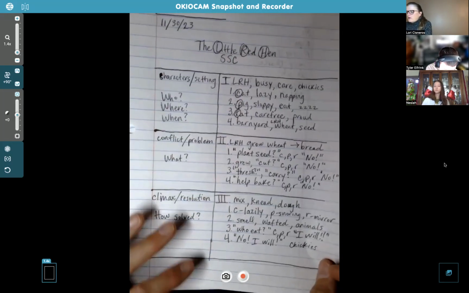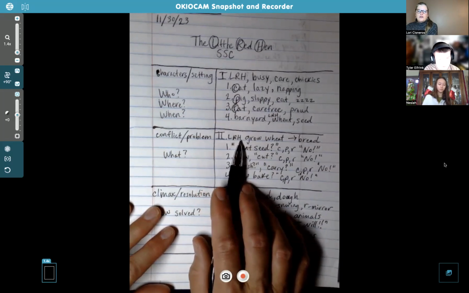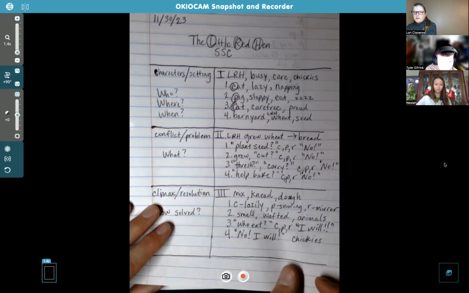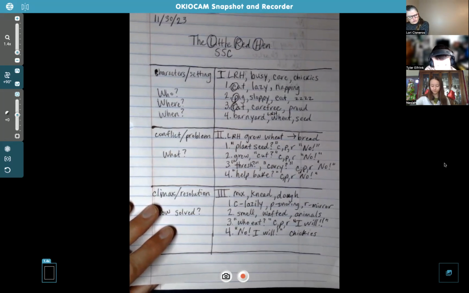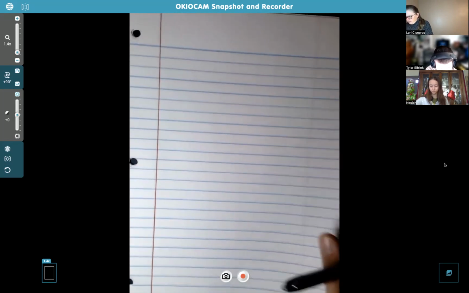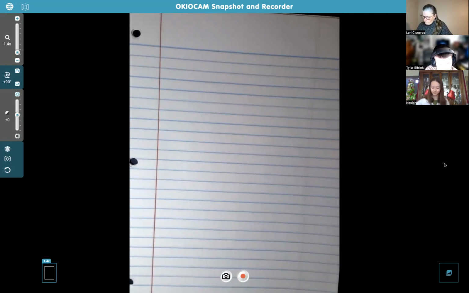How about Nisaya, you go first with Roman numeral 2 here? We have LRH, grow wheat, and then an arrow to bread. How do you think we could put that into a complete sentence? The little red hen decided to grow some wheat. Okay. And then how can we add something about the bread? Or you can make a second sentence for that if that's easier.